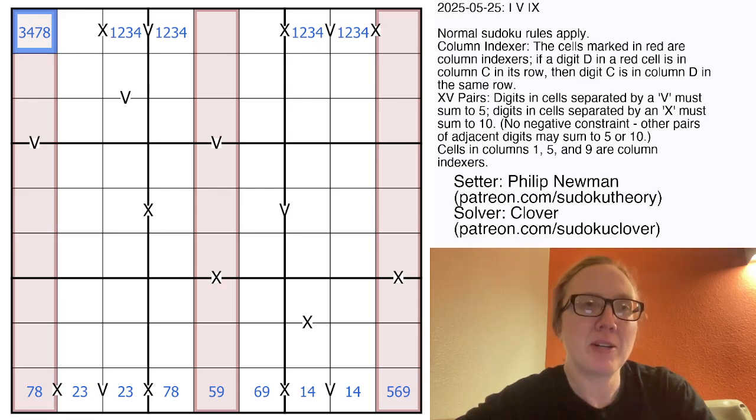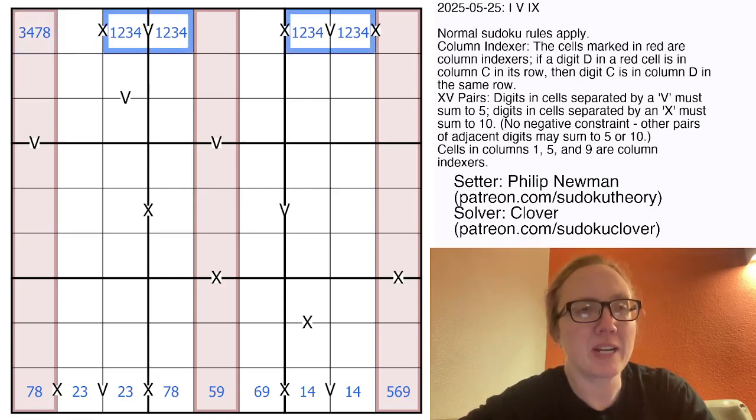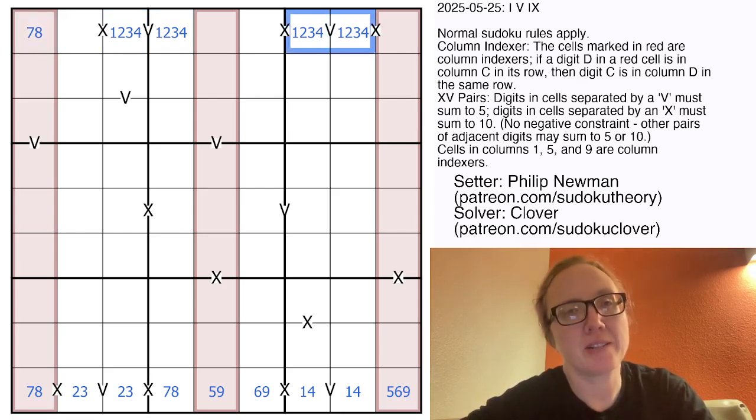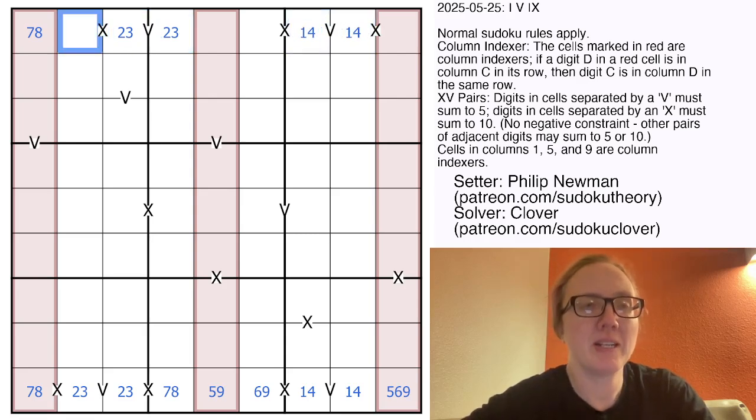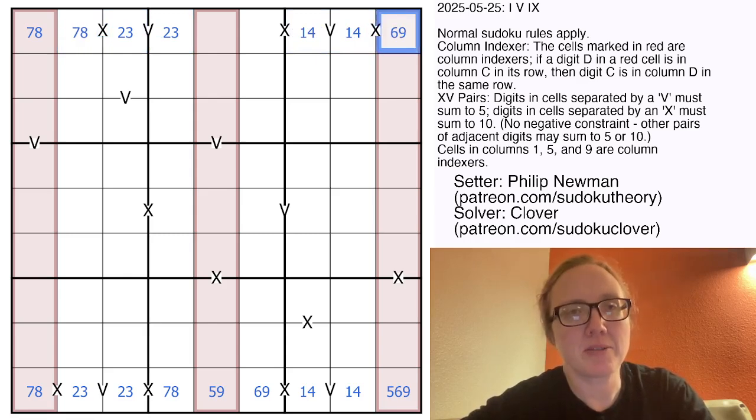However, we already have 1, 2, 3, and 4 accounted for here, so this can't be 3 or 4. So the 1 has to be in position 7 or 8. So this can't have a 1, it must be a 2, 3 pair. And that is a 1, 4 pair. So to add to 10, this is going to be a 7 or 8, this is going to be a 6 or 9, that's also a 6 or 9, and that is a 5.